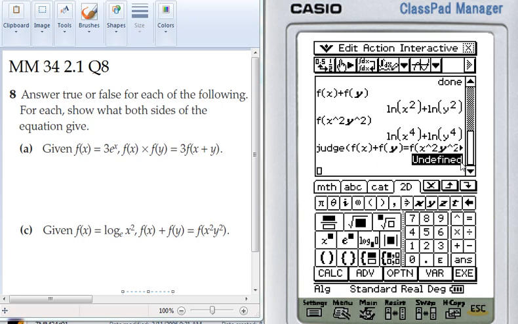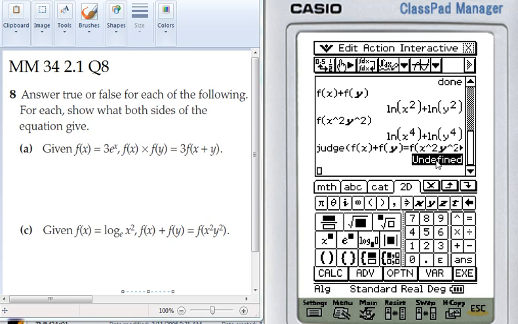Now undefined means it's not always true, but it's not always false either. There would be some values for x and y where it's true. For example, when x equals 1, that would equal 1. And when x equals 1, that would equal 1. So those logarithms would be the same. And when y equaled 1, this would equal 1, and this would equal 1, and the two expressions would be equal to each other. But all the other values of x, they're not equal, so then we get this undefined situation.